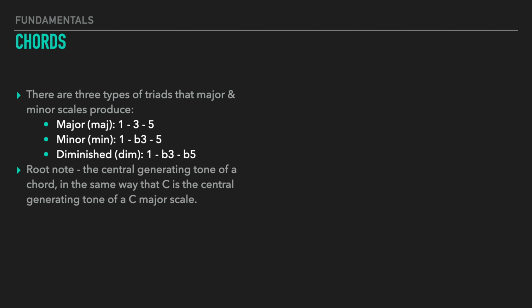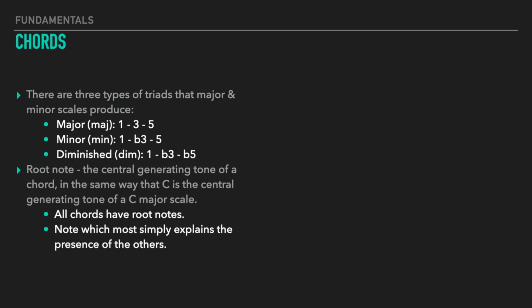So the root note, the central generating tone of a chord, in the same way that C is the central generating tone of a C major scale. This is just saying that a C note is the root note of a C chord. It's the root note of a C major chord, a C minor chord, a C diminished chord, a C whatever chord. C is the root note relative to that chord. All chords have root notes. It is the note which most simply explains the presence of the others.